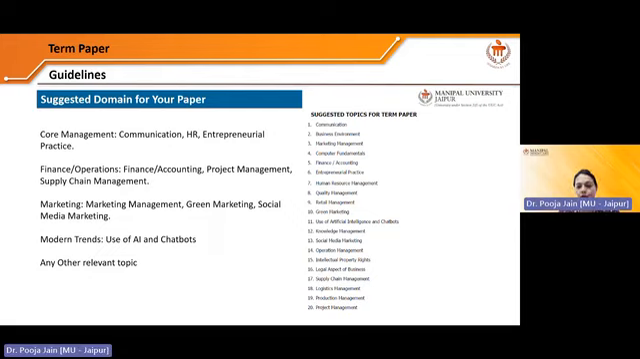Fifth one is finance and accounting, entrepreneur practices, human resource management, quality management, retail management, green marketing, use of artificial intelligence and chatbots, knowledge management, social media marketing, operational management, intellectual property rights, legal aspects of business, supply chain management, logistic management, production management, and project management.